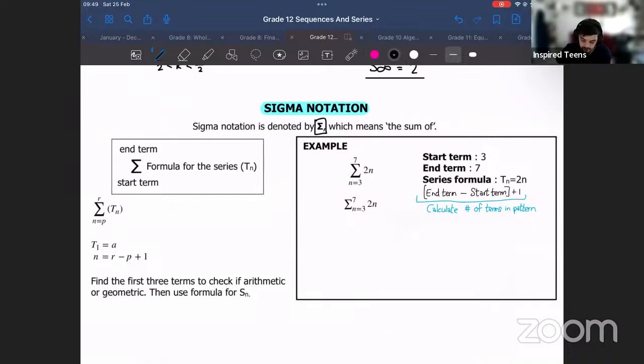So sigma notation is denoted by that symbol, which means the sum of. Whenever you think of the word sigma, you need to think of sum of. Whenever you think of the symbol, you need to think of sum of. If you do physics, in momentum we considered conservation of linear momentum, the sum of the momentum before and the sum of momentum afterwards, and we use that same symbol.